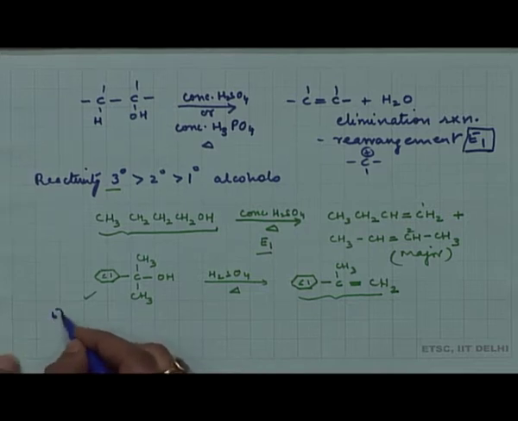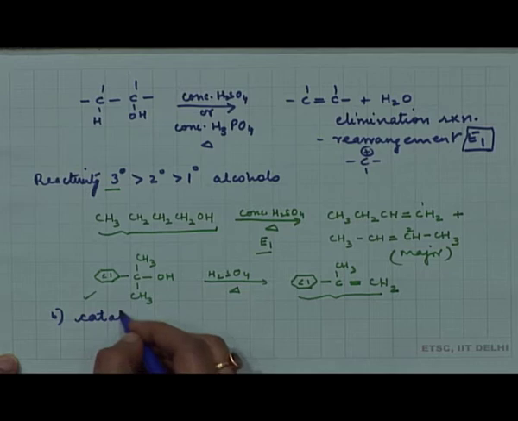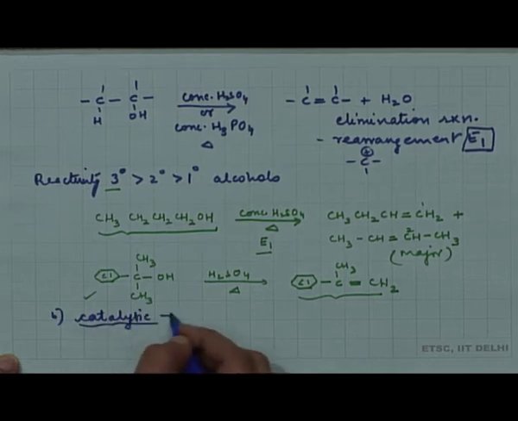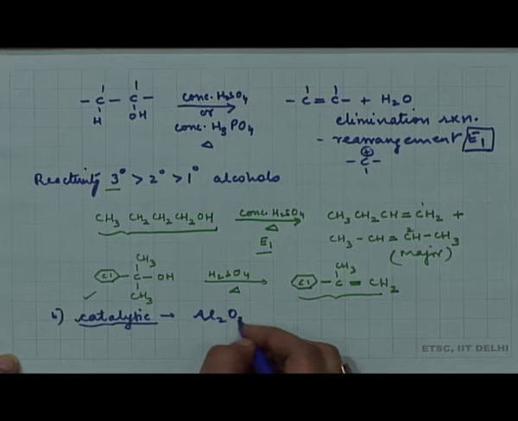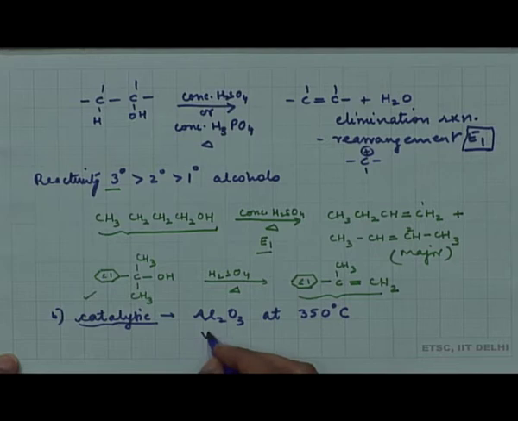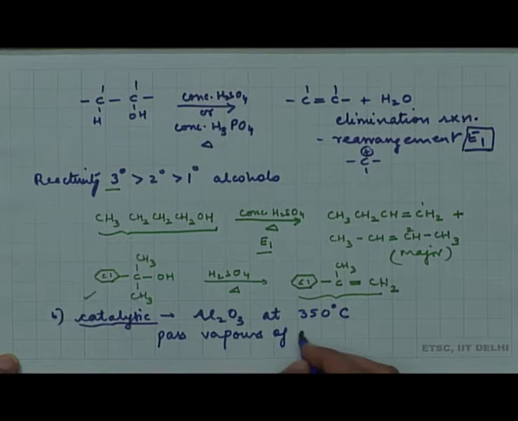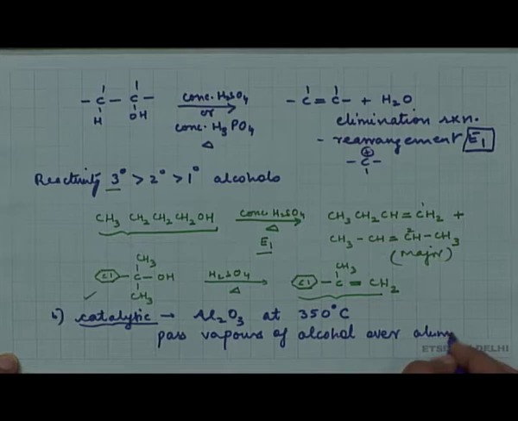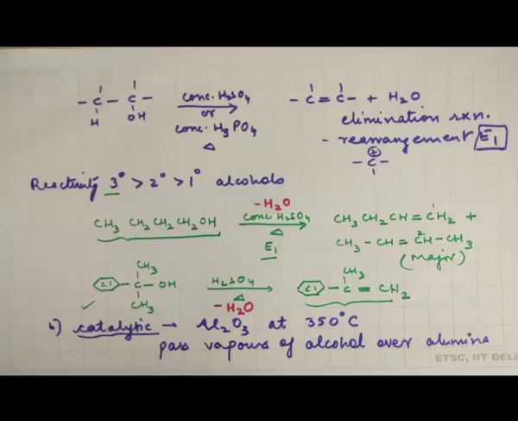For carrying out the catalytic dehydration, the conditions involve, essentially, alumina at 350 degrees. So, you pass the vapors of alcohol over alumina to bring about the dehydration reaction. All right. So, this is about it.